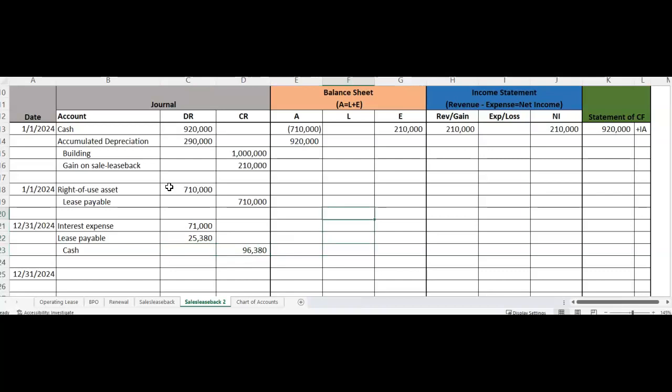All right, so when we do leases, remember, it does impact our balance sheet. Our assets in this case go up, and our liabilities go up. There is no income statement or cash flow impact at inception because we haven't made a payment.